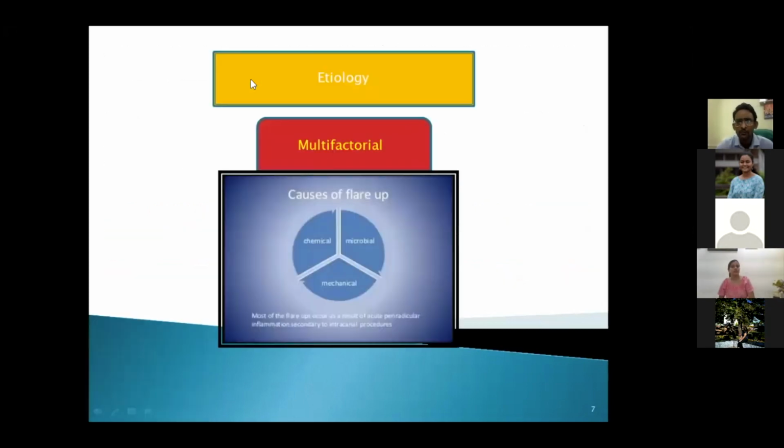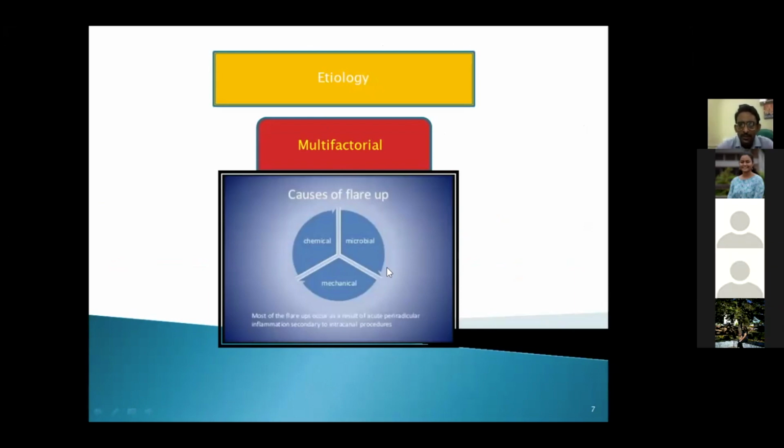Coming to the etiology of flare-up, it is basically multifactorial. As we can see, the causes of flare-up in endodontics are due to three factors, that is chemical injury to the tissue, microbial injury, that is bacterial cause, and the mechanical injury to the pulpal tissue.